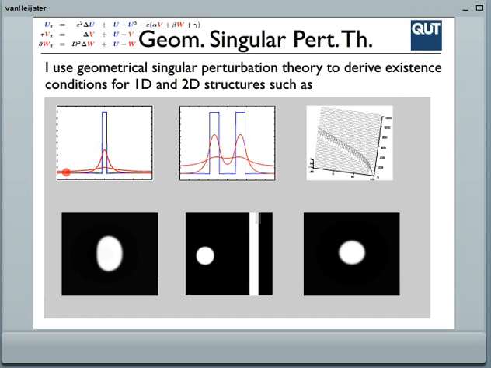And don't show the p and the w, because these are much more spread out and don't give us a nice picture. But I can use this geometrical synchronization perturbation theory, more or less, to construct all these types of solutions.